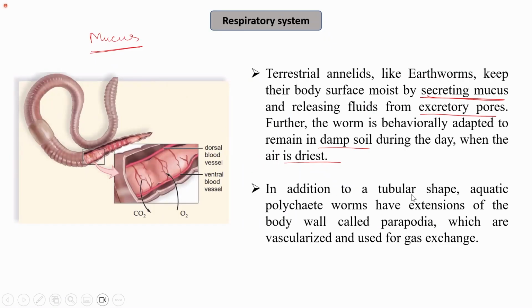Now, what happens in aquatic polychaetes? As I mentioned, polychaetes have a very special structure, which is the parapodia. These parapodia are vascularized and they are used for gaseous exchange. So basically, these polychaete worms have extensions of the body wall, which are called parapodia, and these parapodia are used for gaseous exchange. While in the normal terrestrial annelids, the exchange takes place through the normal body surface.